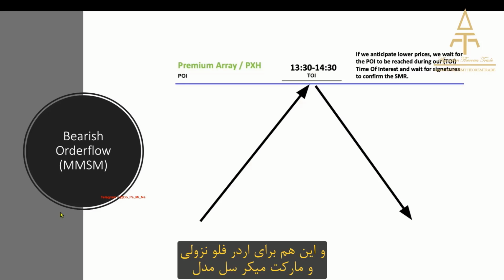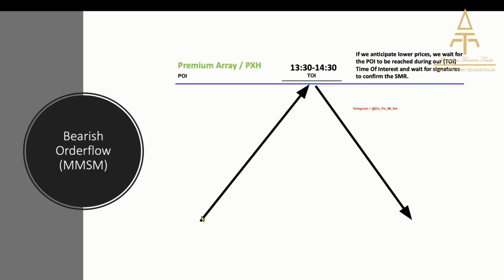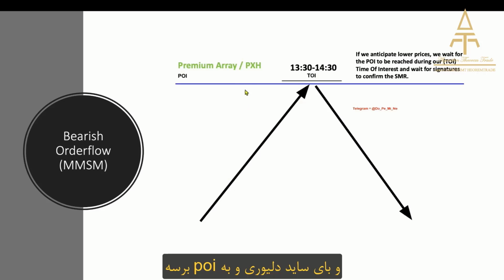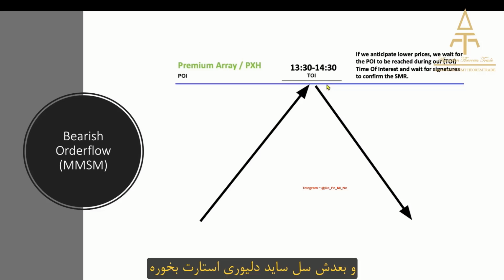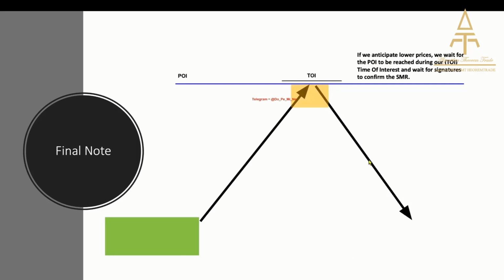And this is what it looks like for bearish order flow. This is our market maker sell model where we want to see buy side delivery get delivered into our point of interest, into our premium array or previous XH. During 1:30 to 2:30 p.m. we want to see signs of a smart money reversal occur from here and see sell side delivery be delivered afterwards. And here's my final note for you.